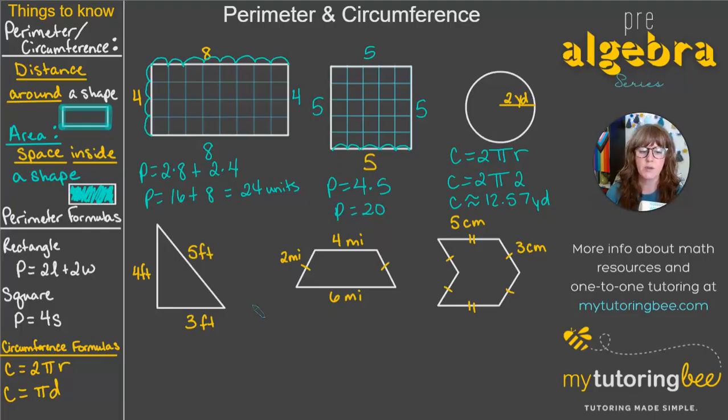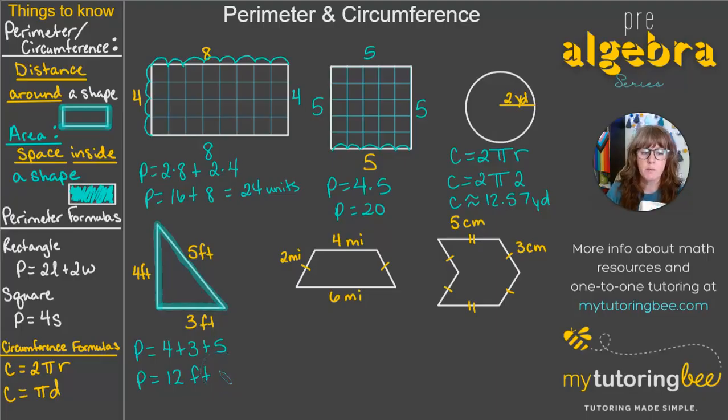Let's take a look at these other 3 polygons down here that don't have specific formulas. However, we do know that when we're looking for perimeter, we just want the sum of all of the sides of whatever polygon it is. So if we're looking at this triangle here, we want this side length of 4, this side length of 3, and this side length of 5. We want the sum of those. We want to add all of those up. So it's really just that simple. 4 plus 3 plus 5. So our perimeter of this triangle is 4 plus 3 is 7, plus 5 more is 12. So our perimeter is 12 feet.